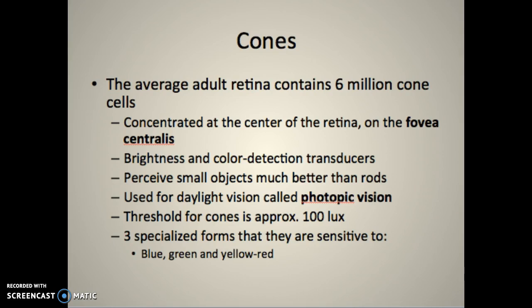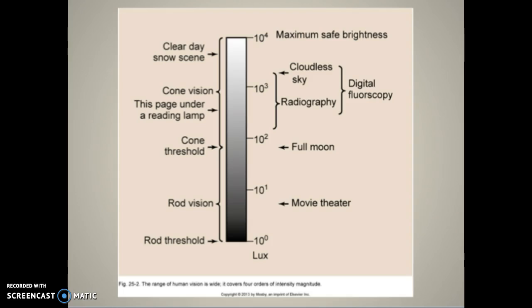Cones. The average adult has about 6 million cone cells. They're concentrated in the center at the fovea centralis. They're responsible for the brightness or the colors that we see. They're really good at perceiving small objects better than your rods, and they're photopic vision. The threshold for cones is approximately 100 lux, and there are 3 specialized forms that are sensitive to blue-green and yellow-red, and that's important later on.